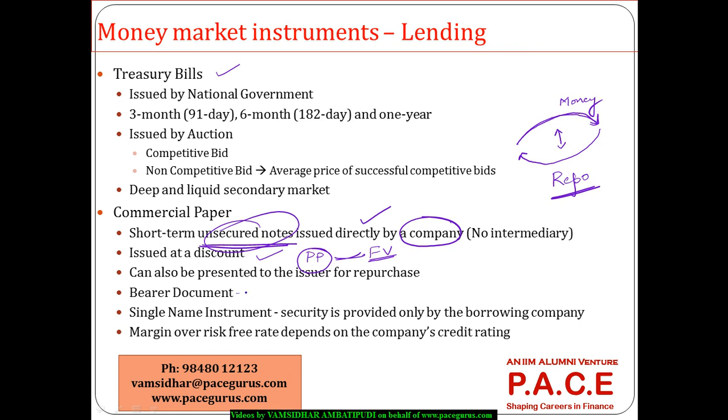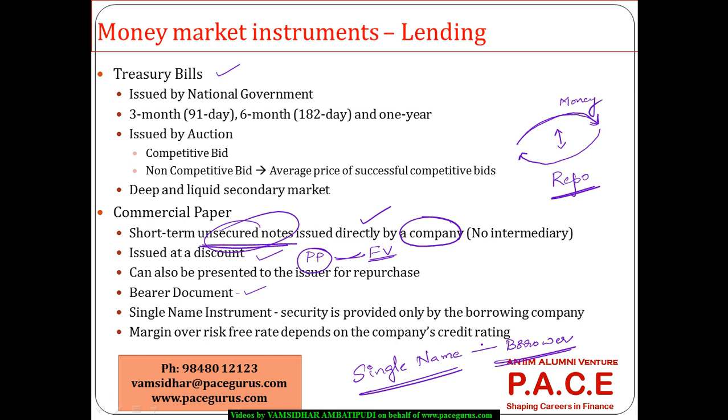An important characteristic is that it's a bearer document. It's a single name instrument, so it does not contain the name of the lender. Only the borrower's name is printed on it, which means whoever is holding the commercial paper, just like a currency note, owns it. The name of the holder is not written on it. Whoever has it, it belongs to them.